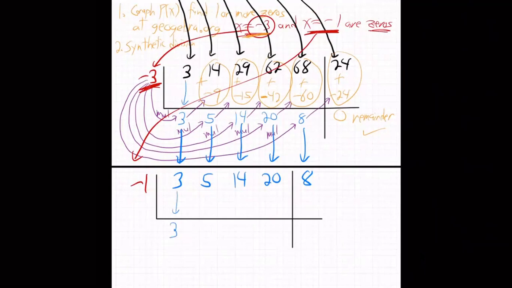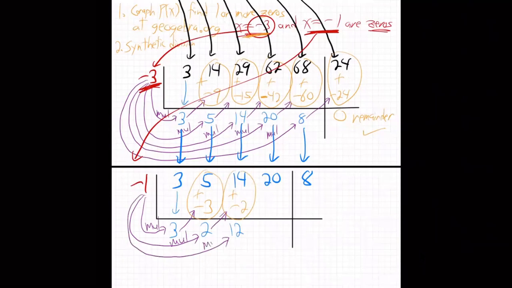Bring down the 3. Multiply. And that will be what? Negative 3. Add them up. 2. Swing it around again. Multiply. Negative 1 times 2 is negative 2. Add them up. 14 minus 2 is 12. Swing it around again. Negative 1 times 12 is negative 12. Add them up again. 8.